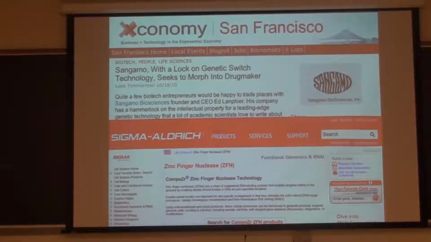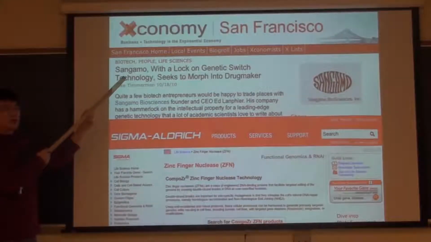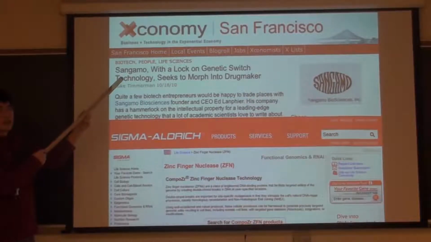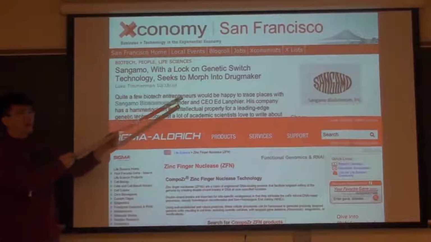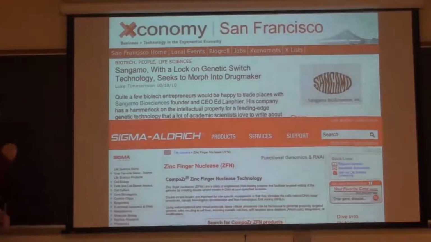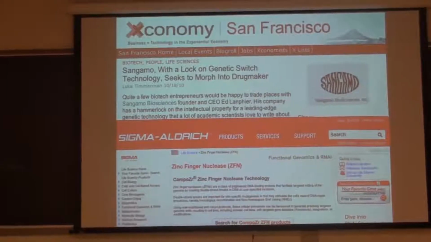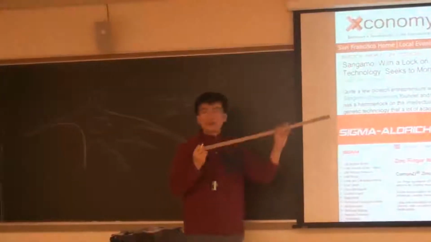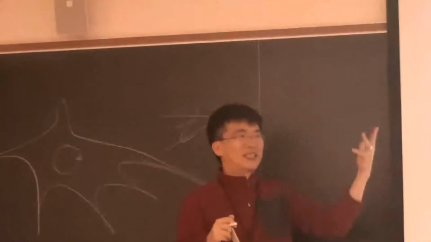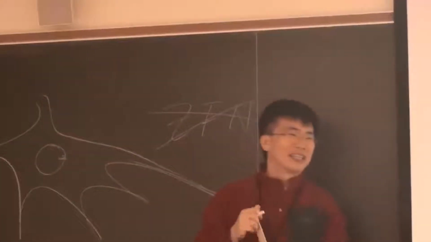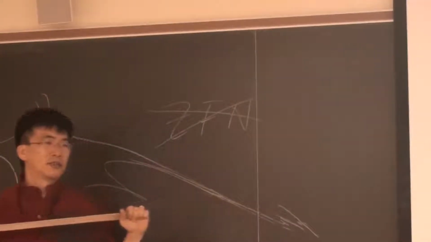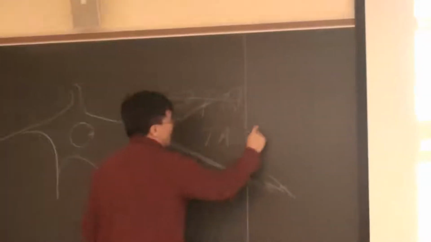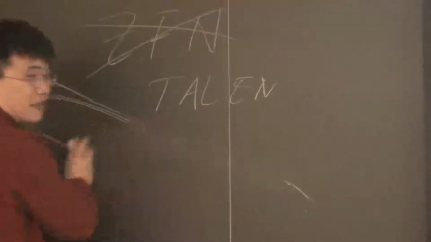This is another one. This is a company that has most of the patents on the technology, Sangamo. A lot on genetic switch technology, seeking to move into drugs and so on. But now it actually looks like this technology is obsolete. 4 years ago this was heralded as a big thing that would make lots of money for the company and help a lot of patients in the world, but now it has become obsolete because now we have a new technology called TAL.